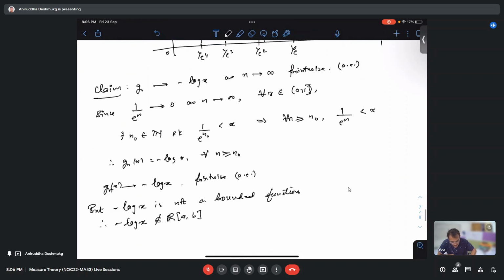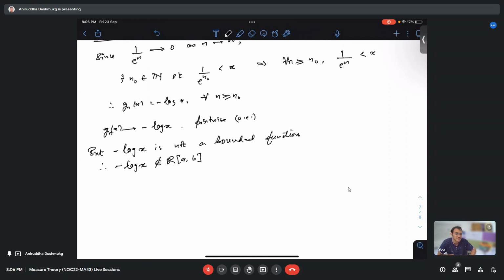Okay. But now there are two questions. First of all, is this Gn a Cauchy sequence? If it is a Cauchy sequence, how do we know that it does not converge to any other function in the L1 metric? Because we have only proved it converges to minus log x pointwise, right? How do we know it does not converge to any other function? Oh well, first, I have to prove that Gn is a Cauchy sequence.